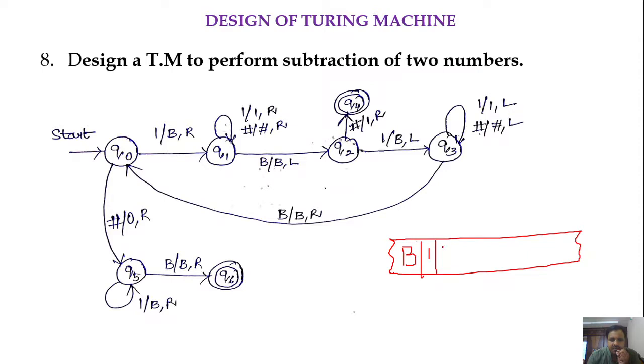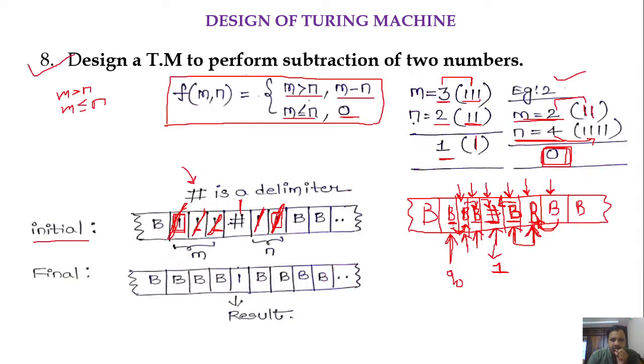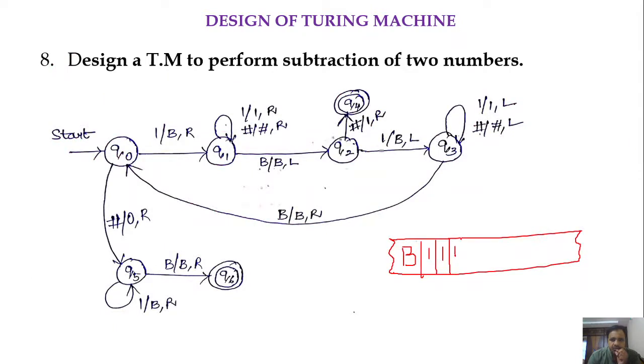1, 1, 1, then hash, 1, 1, blank, blank. So just examine here.